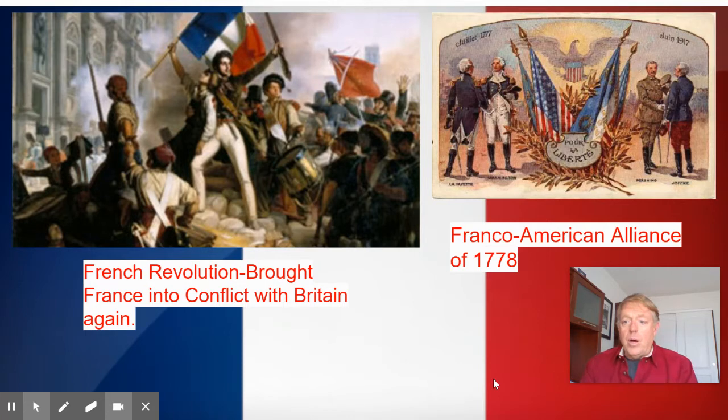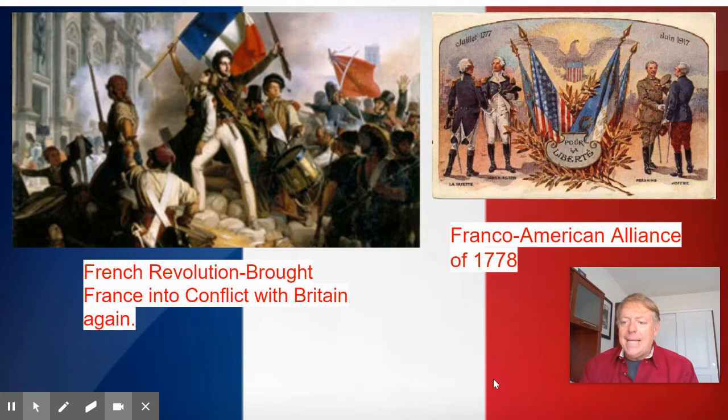All right, so we're a new country. We're weak. Coming off of the revolution, we still had the Franco-American alliance intact. This will be our last official alliance until after 1945. However, the French Revolution kind of brought this into focus.